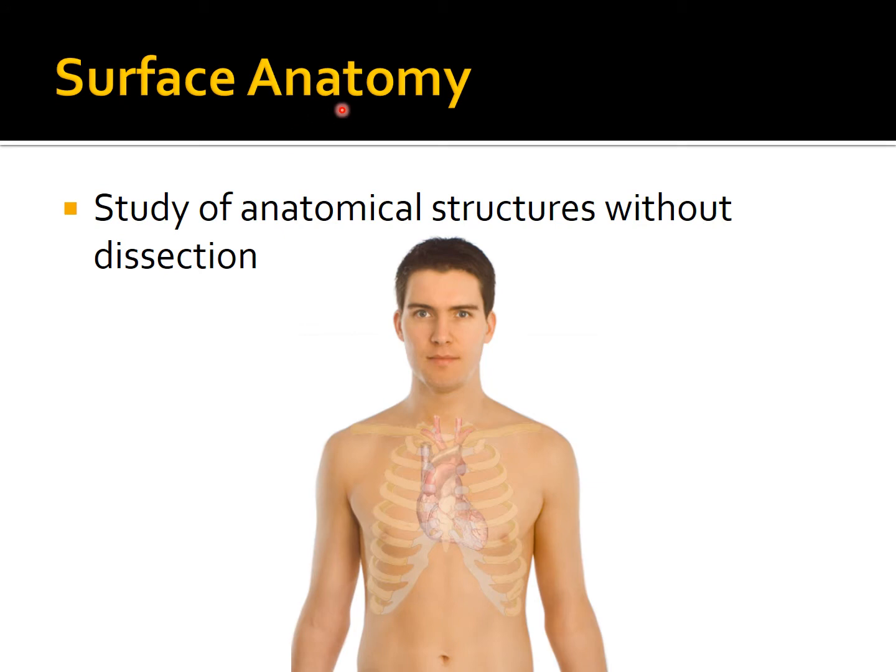Surface anatomy. What is surface anatomy? The study of anatomical structures without dissection. If we ask a person where the heart is, we will be able to say this is the place where exactly the heart is located. Say, it is located on the left side of the chest between these ribs.